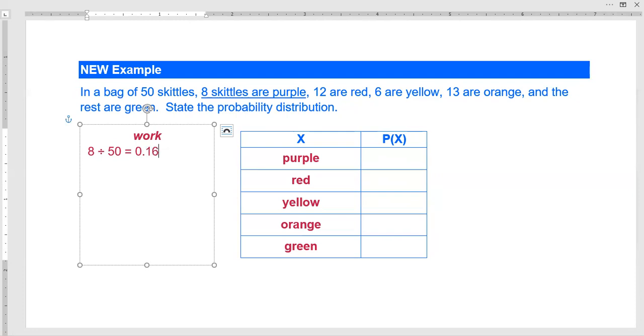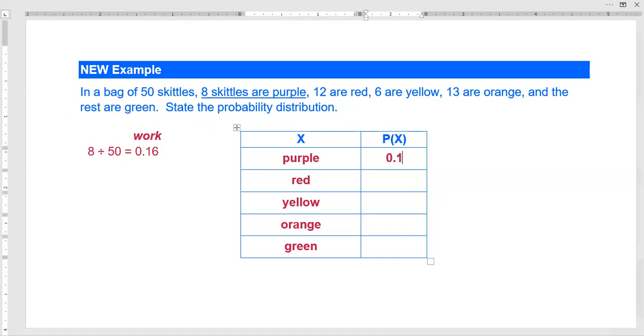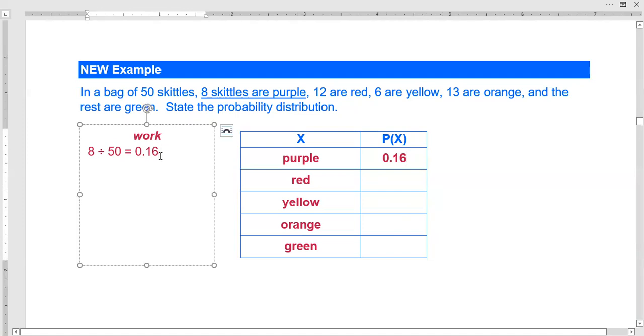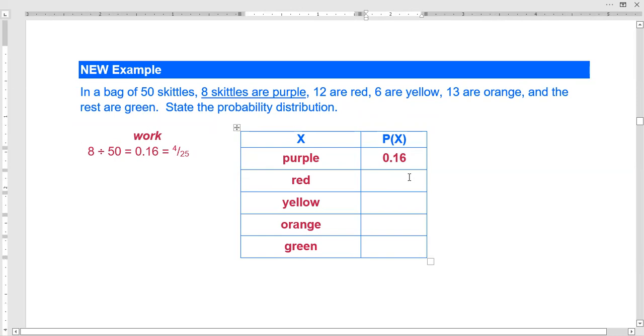So I'm going to put 0.16 over here. Now, in this case, my calculator's default is to give me decimals, so that's what I'm going to put my answers as. But if you wanted to, you could also write this in fraction format. So let's see, that would be 4 out of 25. So you could put 4 out of 25 for the probability here as well. But I'm just going to stick to decimals because that's what my calculator is going to give me. And as long as they're nice decimals, why not?